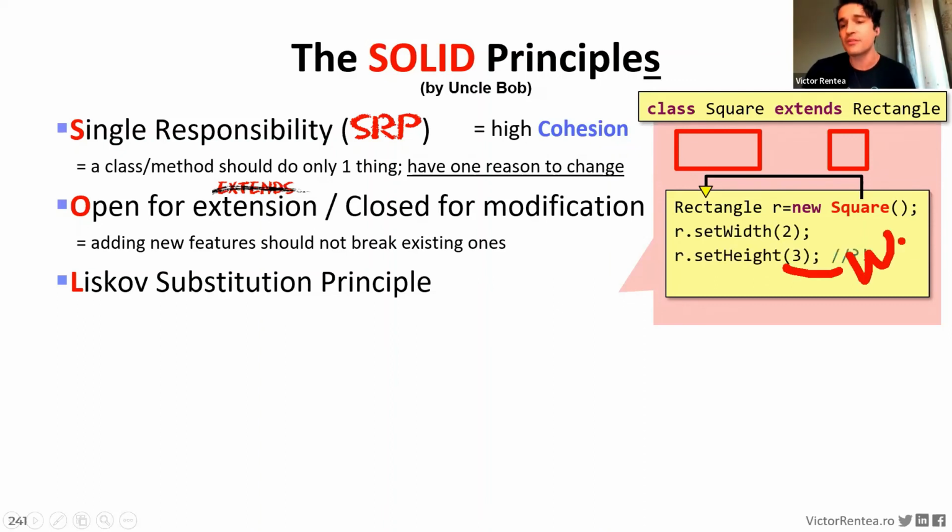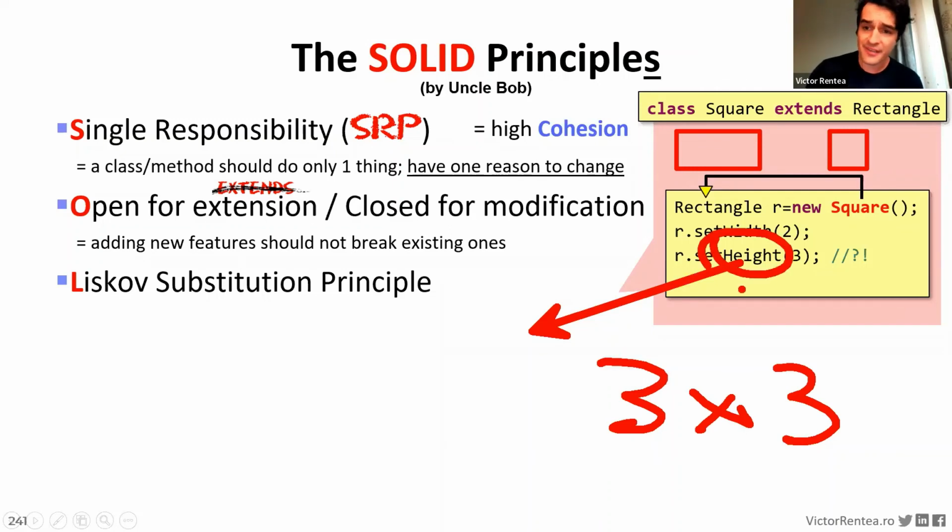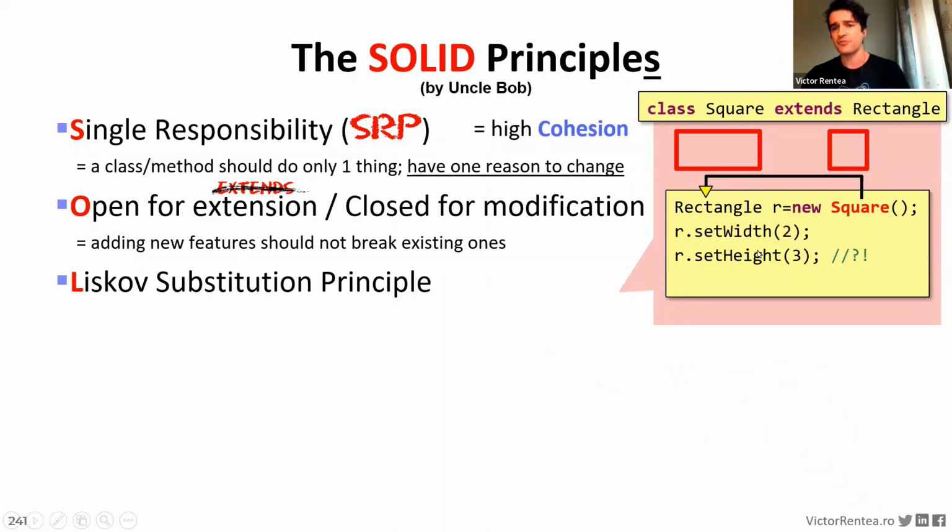Now the what-the-hell moment. How can I set 2 and 3 on a square? This causes problems because you can't really do anything smart in the square. You can make 3 times 3, perhaps. Perhaps you will override the other one. Perhaps you want to throw an exception from here. Whatever you do, if you throw an exception, you will break the contract of a rectangle. No decent rectangle throws exceptions when you set a height, right? Why? The caller might not expect that.